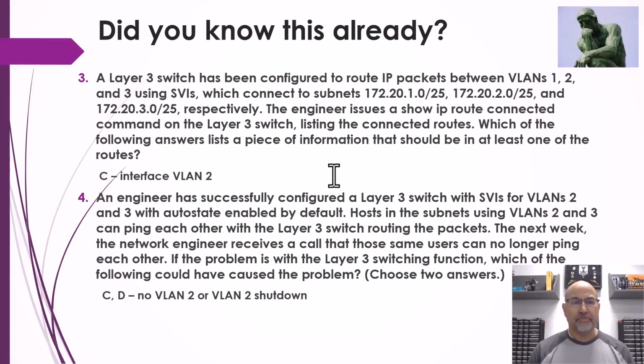Question number 4, an engineer has successfully configured a layer 3 switch with switch virtual interfaces for VLANs 2 and 3 with auto state enabled by default. Hosts in the subnets using VLANs 2 and 3 can ping each other with the layer 3 switch routing the packets. All right, pretty straightforward so far. The next week, the network engineer receives a call that those same users can no longer ping each other. The problem is with the layer 3 switching function. Which of the following could have caused the problem? Well, if somebody deleted the VLAN, that would cause a problem, or if somebody shut down the VLAN. The other ones didn't match because they weren't applied to these particular VLANs.